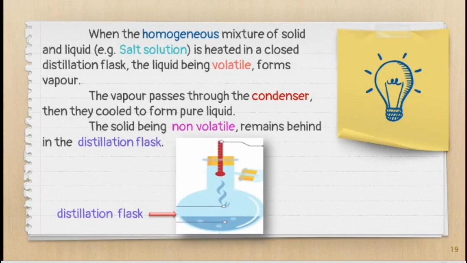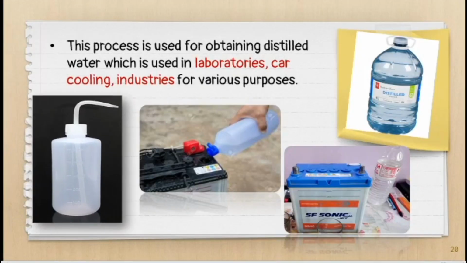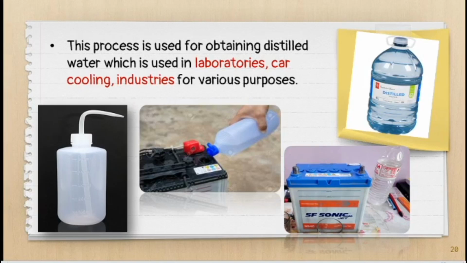When we place a homogeneous mixture in the distillation flask, it gets heated. Being volatile, the liquid gets evaporated. It passes through the condenser, where it gets cooled. It settles down as a distillate in another beaker, because it evaporated. In the distillation flask, the non-volatile substance remains there itself. It is used to obtain distilled water in laboratories. The distilled water obtained from this process is used in laboratories, car cooling or battery cooling as well as in various industries.